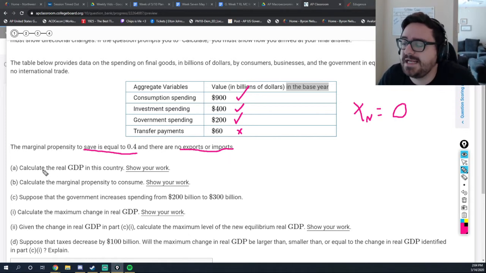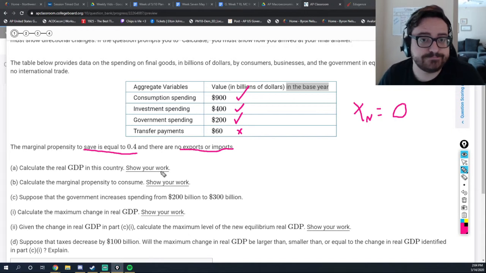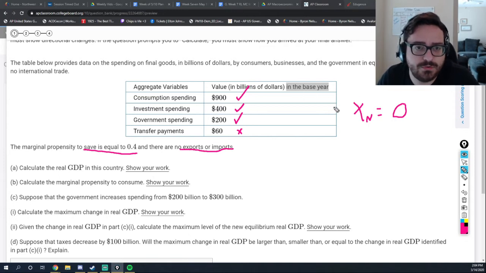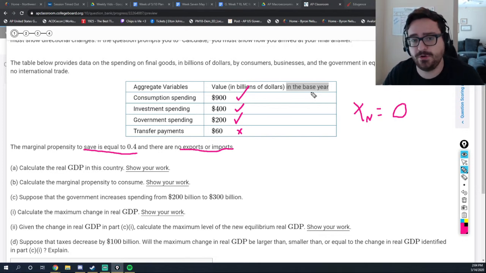Okay. Calculate the real GDP in this country, show your work. So this is one of those times where you want to bust out the real GDP formula, and you're like, it's nominal over the deflator times 100. Wait, what is the deflator here? I have no idea. You don't have to do that. The reason why is that this is in the base year, which means this is the year that we are comparing everything to, and in your base year, your nominal and real GDP are the same thing, which means you're actually just finding nominal GDP.